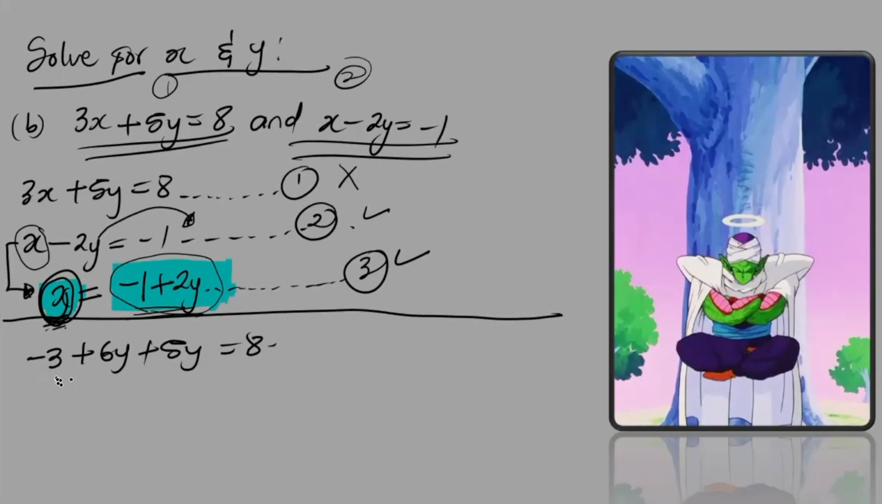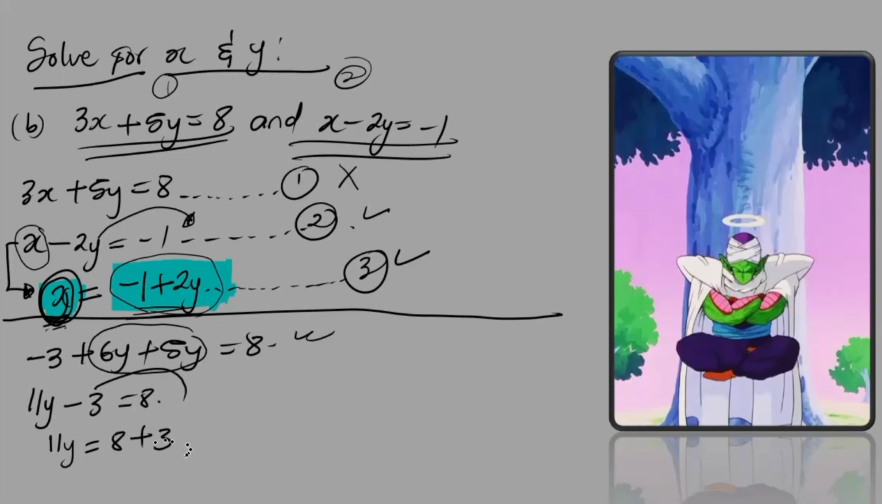So here now, on this part, I have -3, 6y, and 5y. So these two are like terms. I add them together, I get 11y minus 3 is equal to 8. And then what do I get there? I have 11y is equal to 8. When I transpose 3 to the other side, I get positive 3. Therefore, 11y will be equal to 11. How do I solve for y? Divide both sides by 11. Therefore, my y is equal to 1. Make sense?